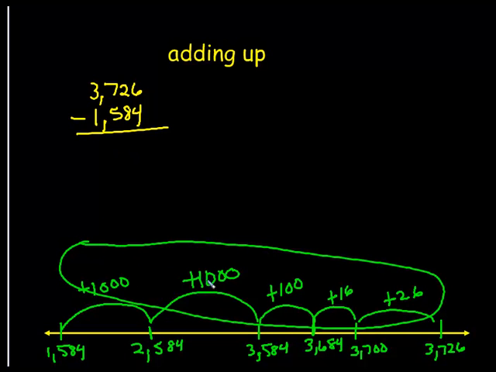So I've got 1,000, 2,000, 100, and then 16 and 26. So I know that 6 and 6 is 12, so I'm going to have to give 1 to the tens place. I'm regrouping, so I'm actually going to end up with 42. So my final answer is 2,142.